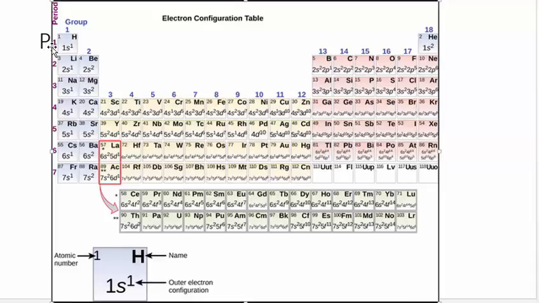First, the periods 1, 2, 3, 4, 5, 6, 7 correspond to the highest energy level of the S and the P subshell. So if we look at hydrogen in the first row, the S subshell is being filled in n equals 1. If we look at the second period, the S and the P subshells are being filled for n equals 2. For the third period, we're looking at the S and the P subshells being filled for n equals 3. Fourth period, n equals 4.